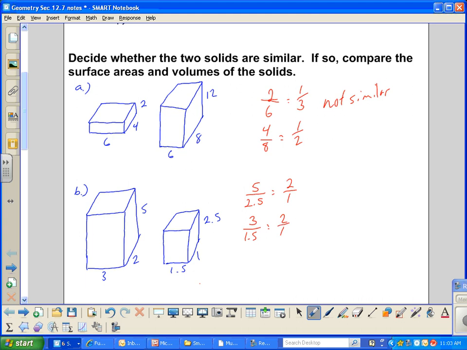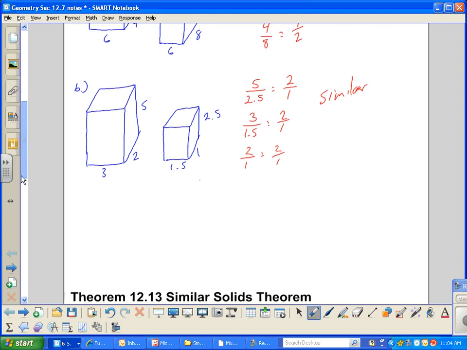And then, of course, we have 2 over 1, which is 2 to 1. So if we look at all those ratios, they're all 2 to 1. If we looked at them in the reverse, they'd all be 1 to 2 or 1 over 2. But either way, they're all the same, so we're going to have similar solids there. So first thing we want to do, once we found out that they were similar, is compare their surface areas and volumes.